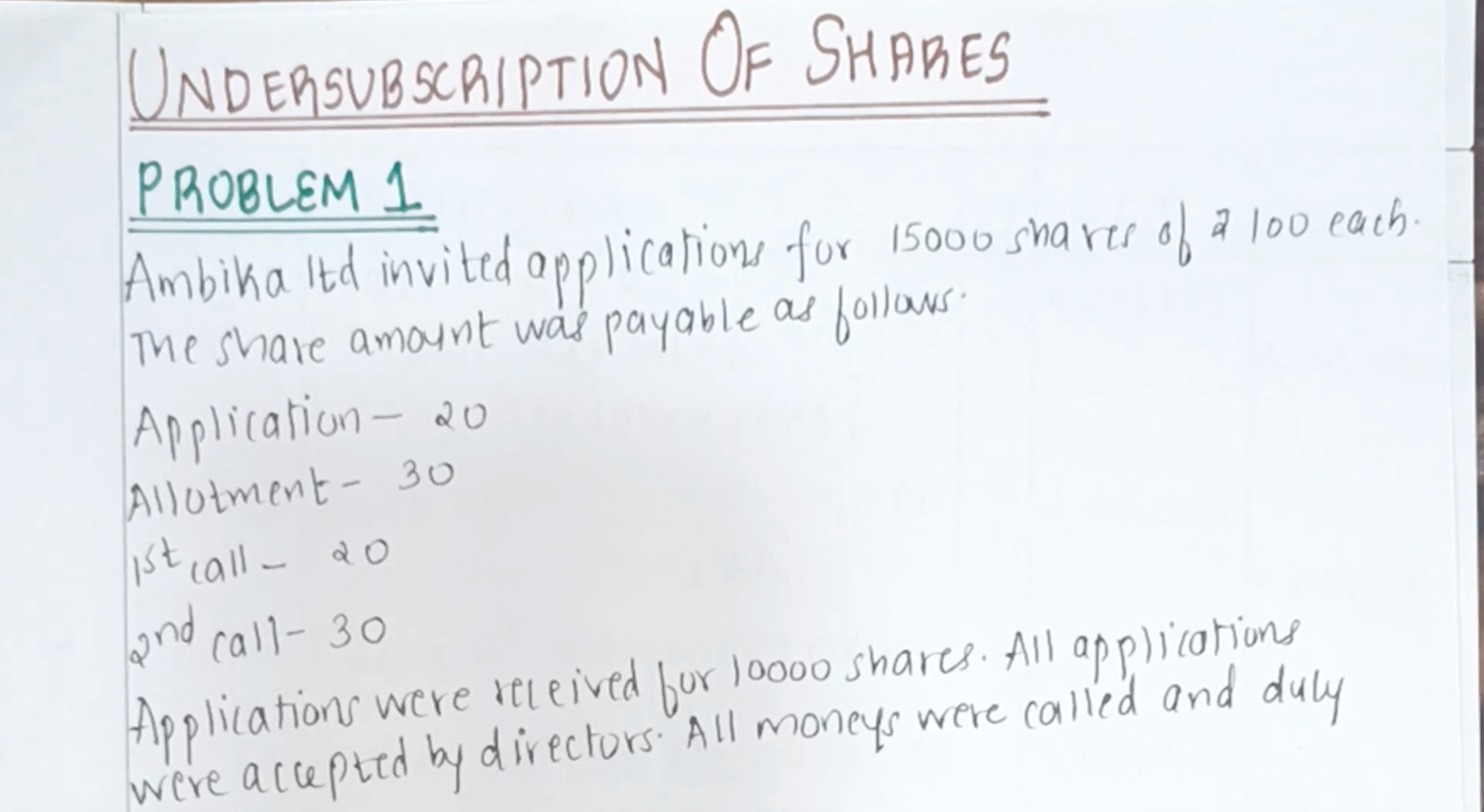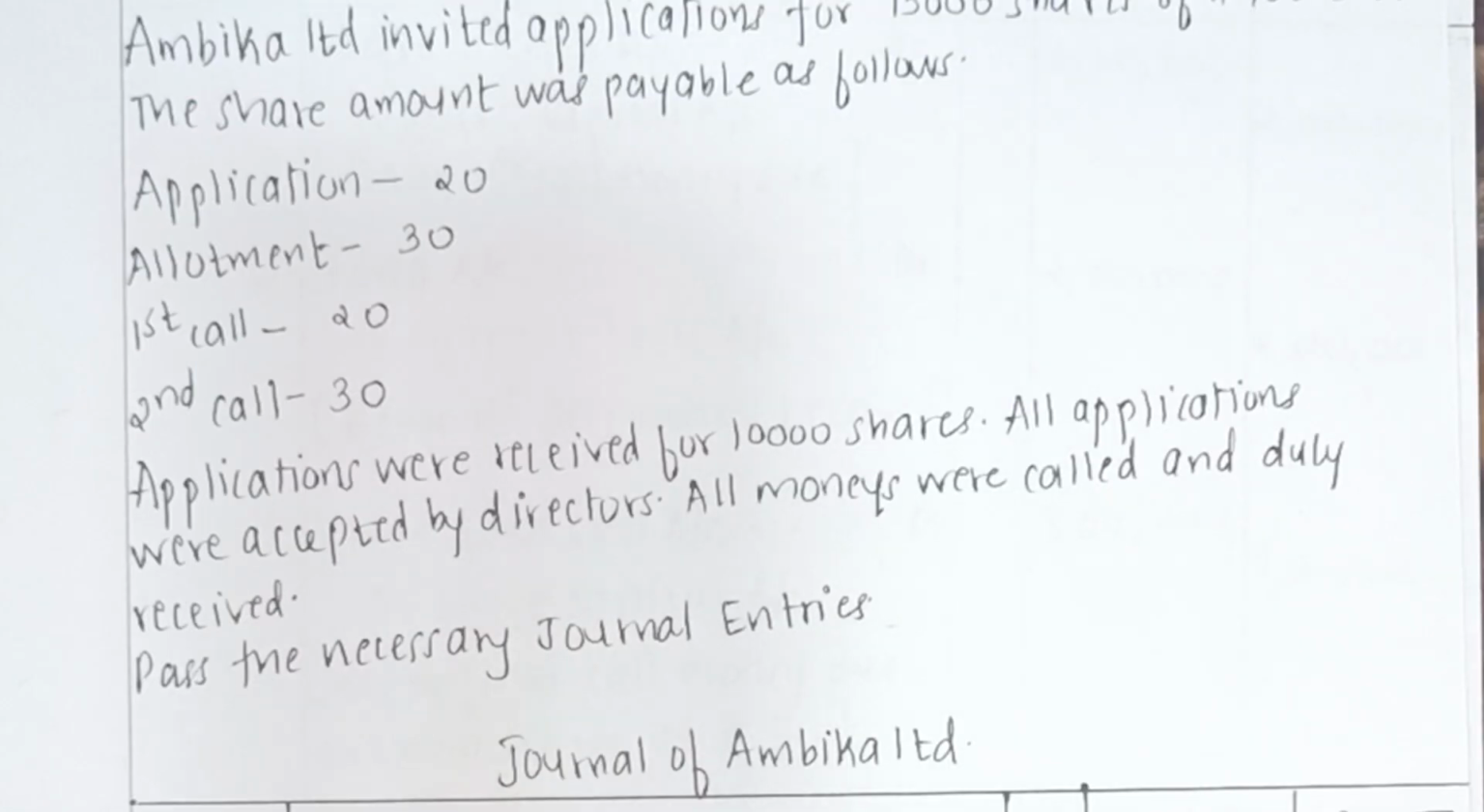Having said that, let's start with our problem number 1. Ambika Limited invited applications for 15,000 shares at rupees 100 each. The share amount was paid as follows: application rupees 20, allotment rupees 30, first call rupees 20 and second call rupees 30. Applications were received for 10,000 shares. All the applications were accepted by the directors. All the money was called and duly received.